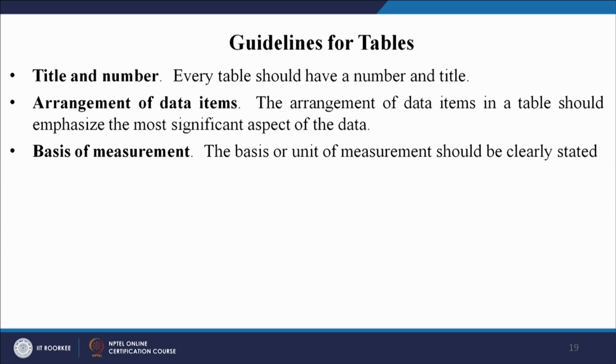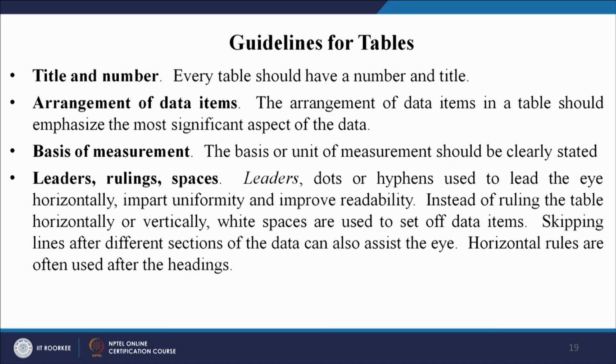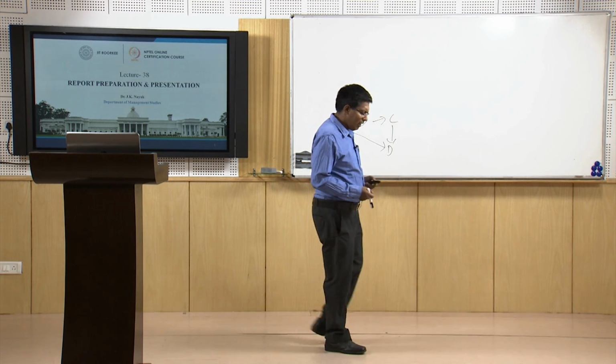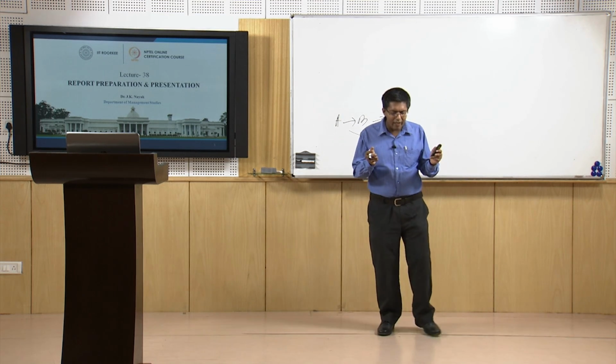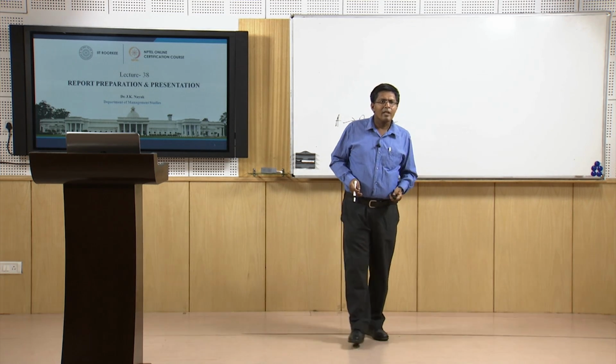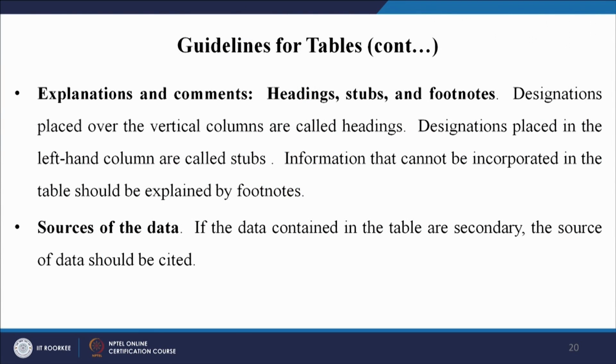Basis of measurement: the unit of measurement should be clearly stated. Now, many a time the unit of measurement is missed by mistake, that is a crime, one should not do it. Leaders, dots or hyphens should be used to lead the eye horizontally, impart uniformity and improve readability. Instead of ruling the table horizontally or vertically, white spaces are used to set off data items. Skipping lines after different sections can also assist the eye. So, these are techniques which as a writer you should use, so that it becomes clearer and more visible to the reader. Okay.